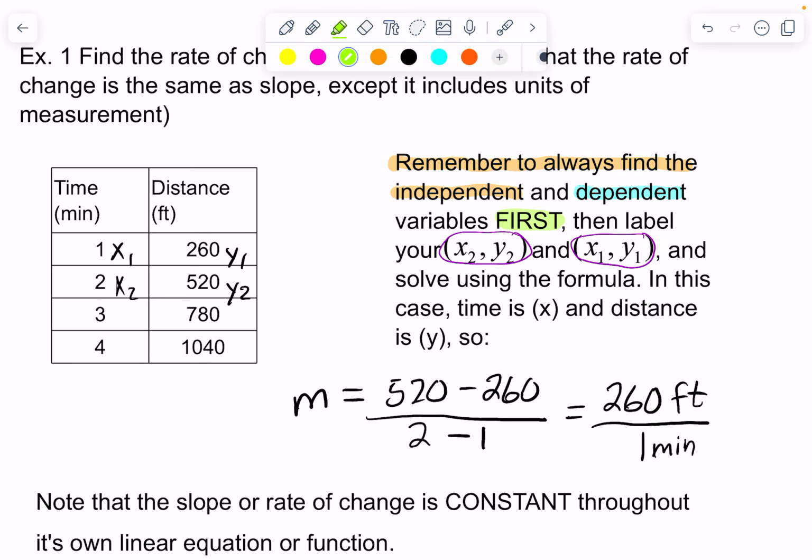Please note that the slope or rate of change is constant throughout its own linear equation or function, always. If you have a linear function, the same slope continues throughout the length or duration of that linear function.